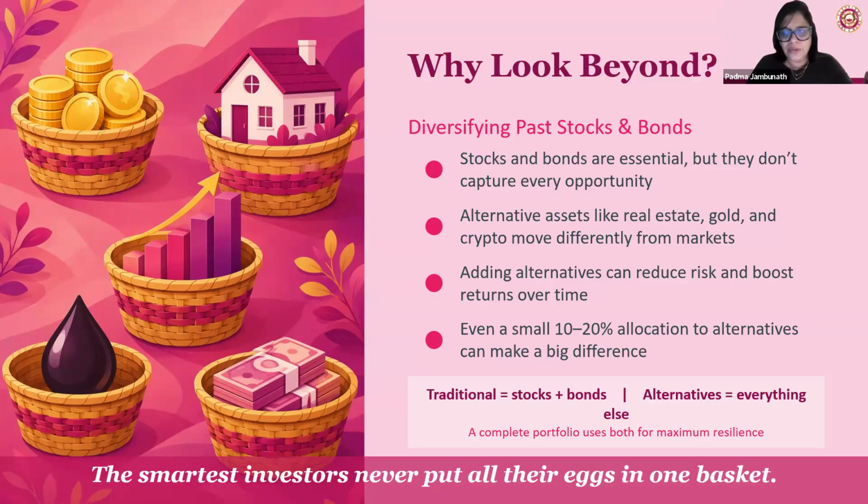Like that's the gold I told you. When the market went down, it still stays stable. Gold has a way of not correlating with the market. Real estate is the same way. So that's why we look beyond traditional stocks and bonds to alternatives. A complete portfolio uses everything for maximum resilience.